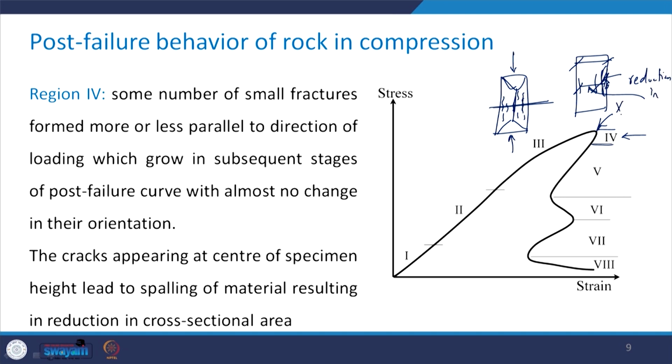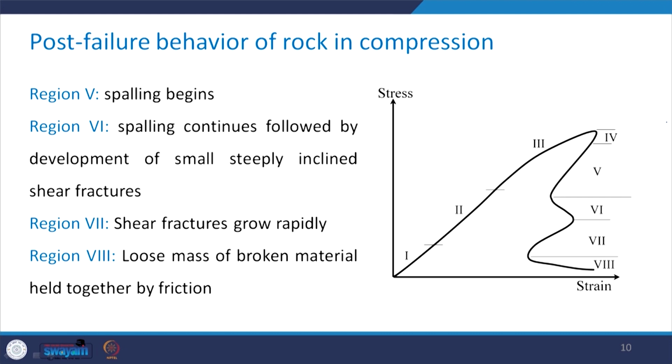in the cross sectional area, and because of that, the spalling will keep continuing in region 5, and you can see that there is going to be a drastic reduction in this stress. Why is this so? Because of the spalling there is going to be a reduction in the cross sectional area.